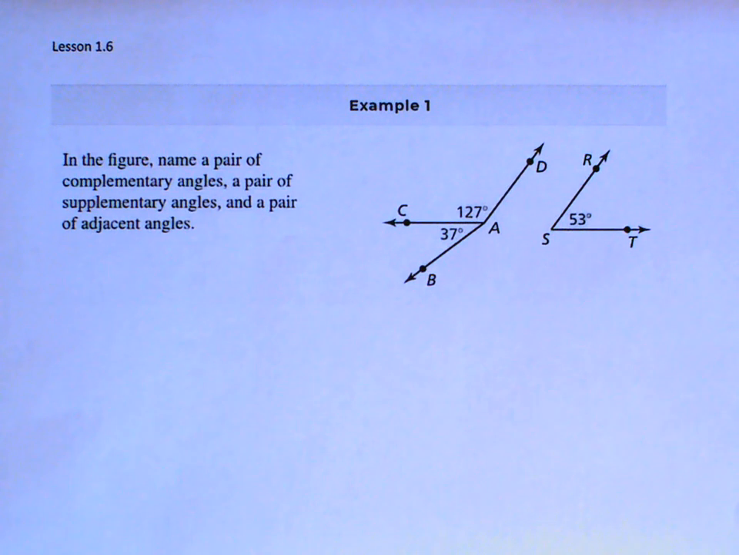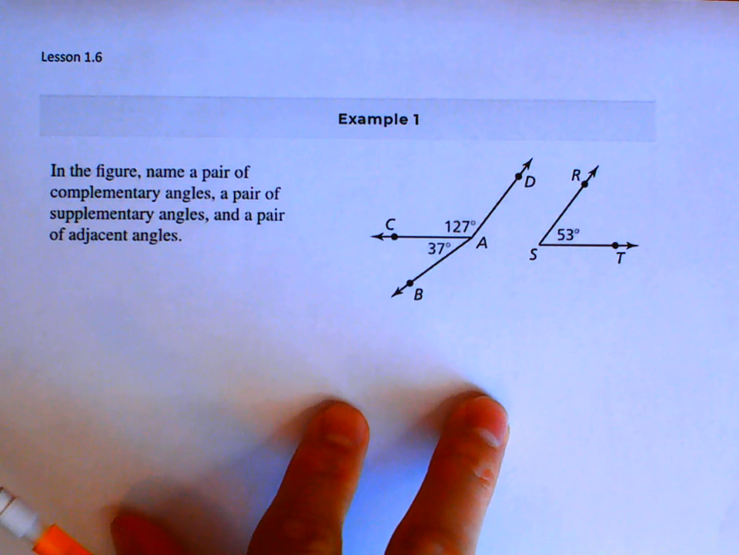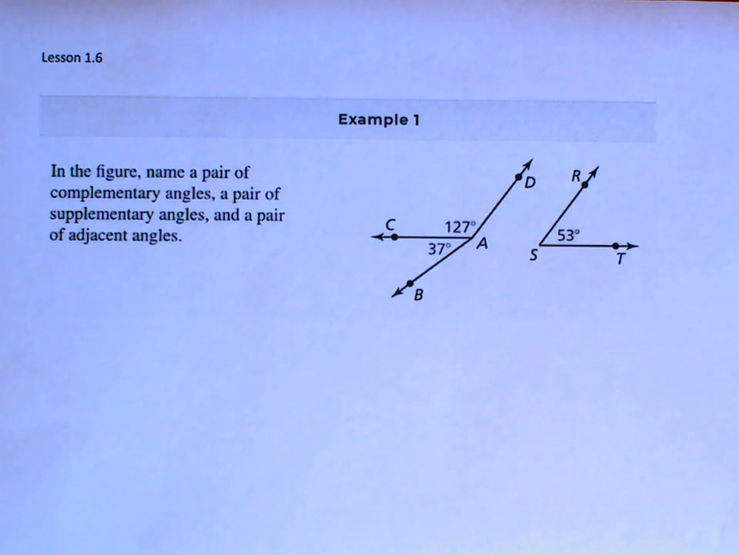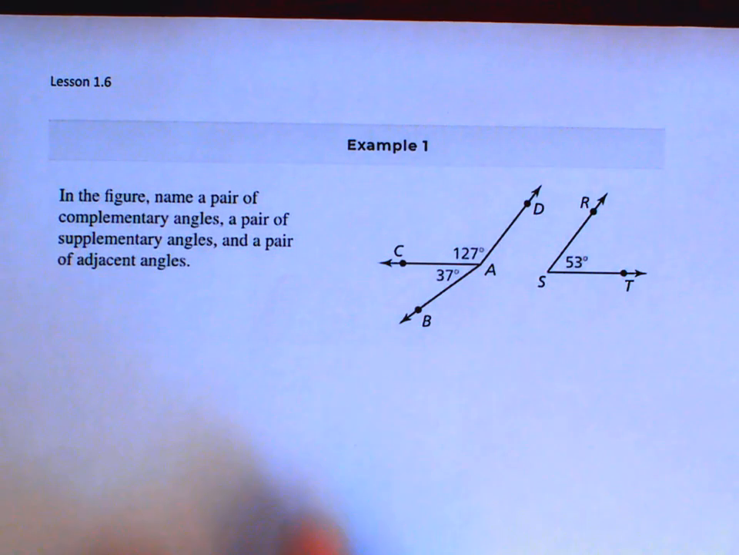All right. In the figure, name a pair of complementary angles, a pair of supplementary angles, and a pair of adjacent angles. So remember, in order for these to be complementary, they have to add up to 90 degrees. So you have to look and see which ones add up to 90 degrees. So let's see. All right, so I'm thinking, what is the sum of 37 and 53? It's 90 degrees. So that angle and that angle add up to 90 degrees, therefore they're complementary.